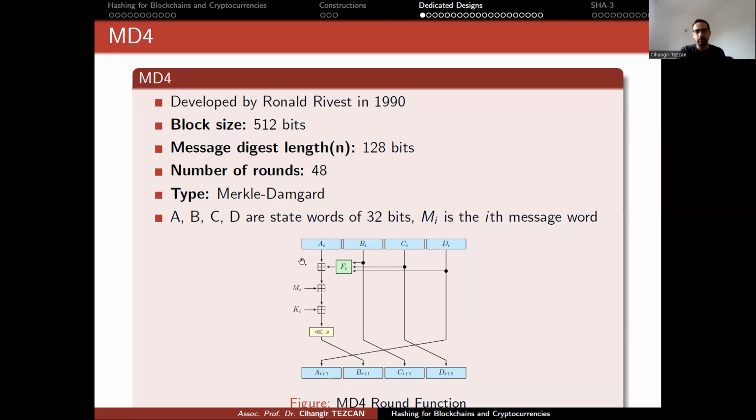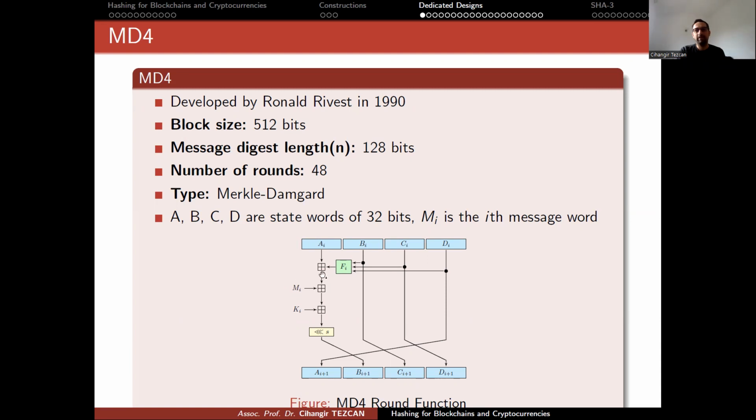So the idea is as follows. We have 4 words, A, B, C, D. These are 32-bit values. Here you fill it with the IV. Then in the first round, you perform some F operation, which is just logical operations, which I will talk about in MD5. So you just combine these 3 words and add it to the first word. This is simple modular addition, so addition modulo 2 to the 32.